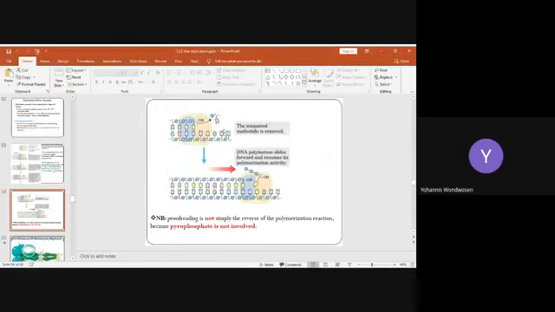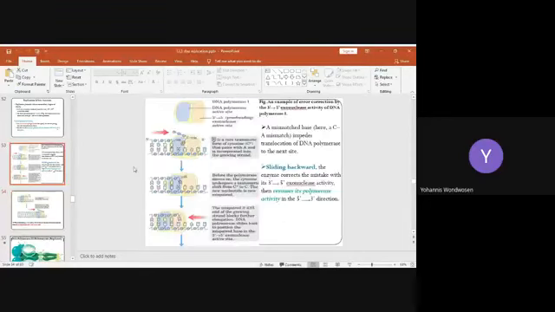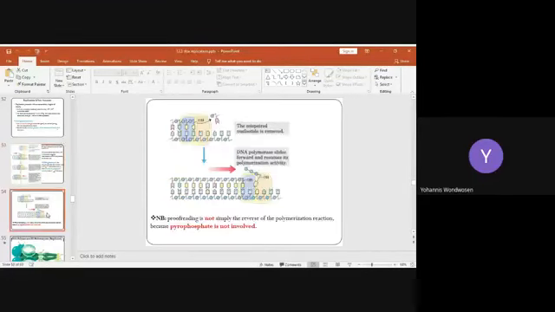So this is the one that I told you. The mismatched nucleotide is removed, and then it can be replaced by the complementary base. The cytosine that was wrongly inserted is removed. Then it is replaced by thymine, the base complementary to the parental strand, and the polymerization is continued. So proofreading is one of the DNA polymerase activities. That means reading.